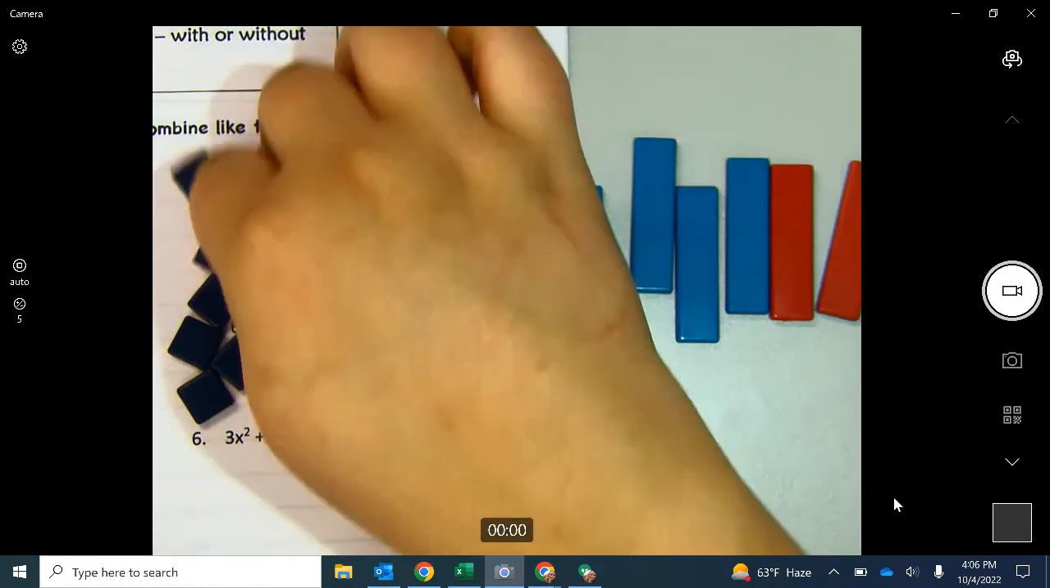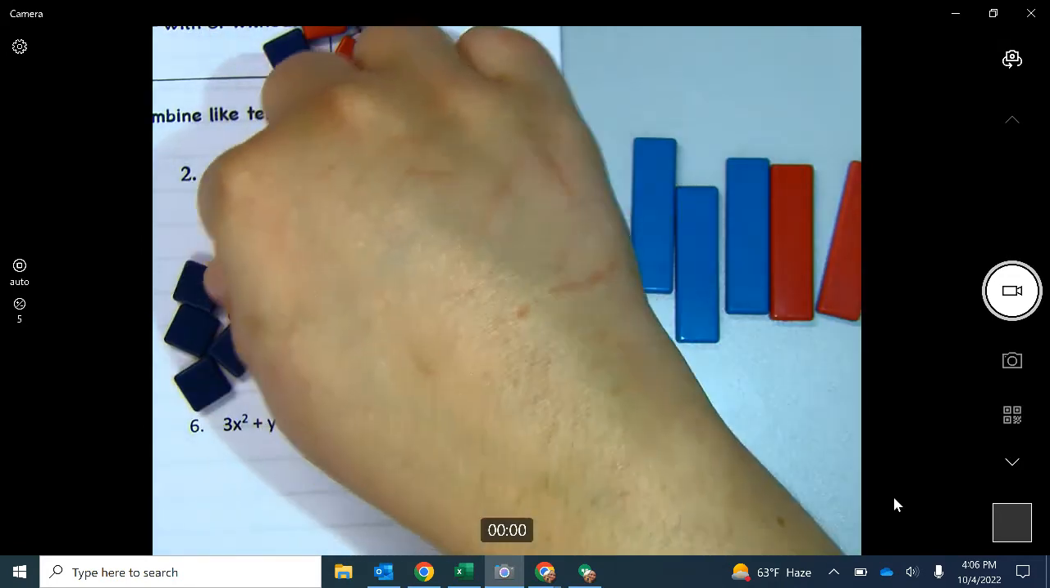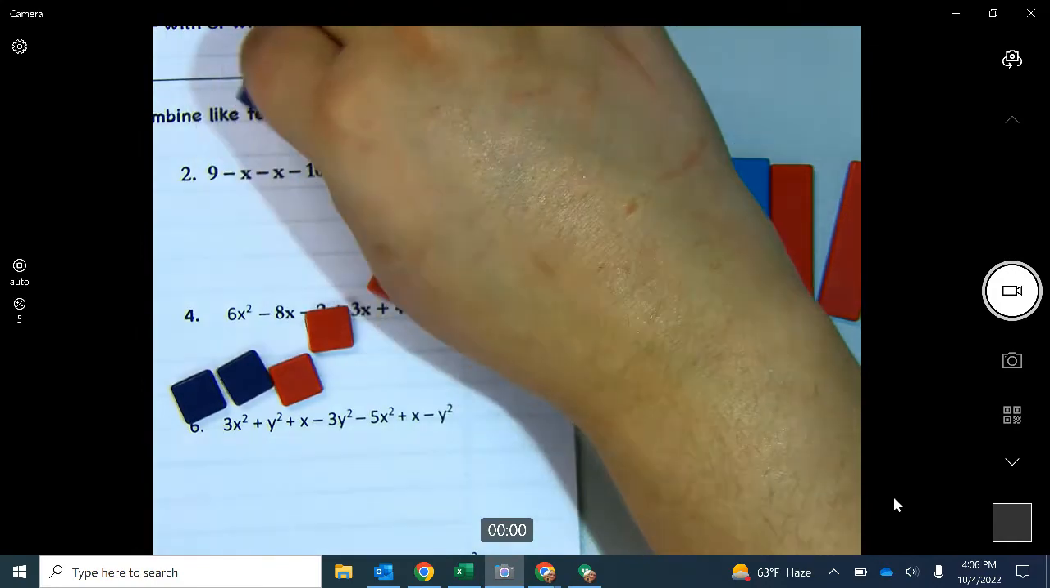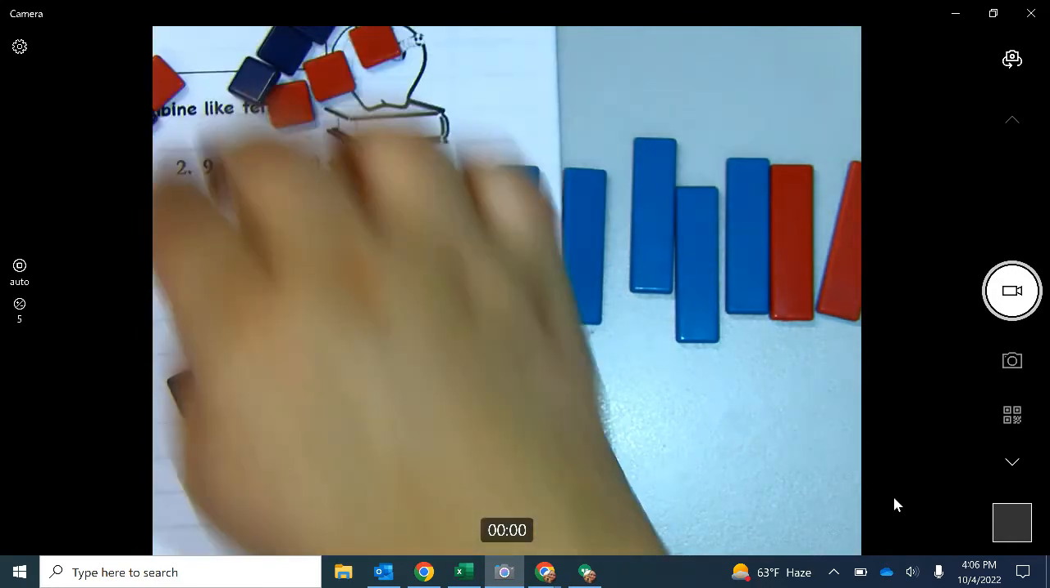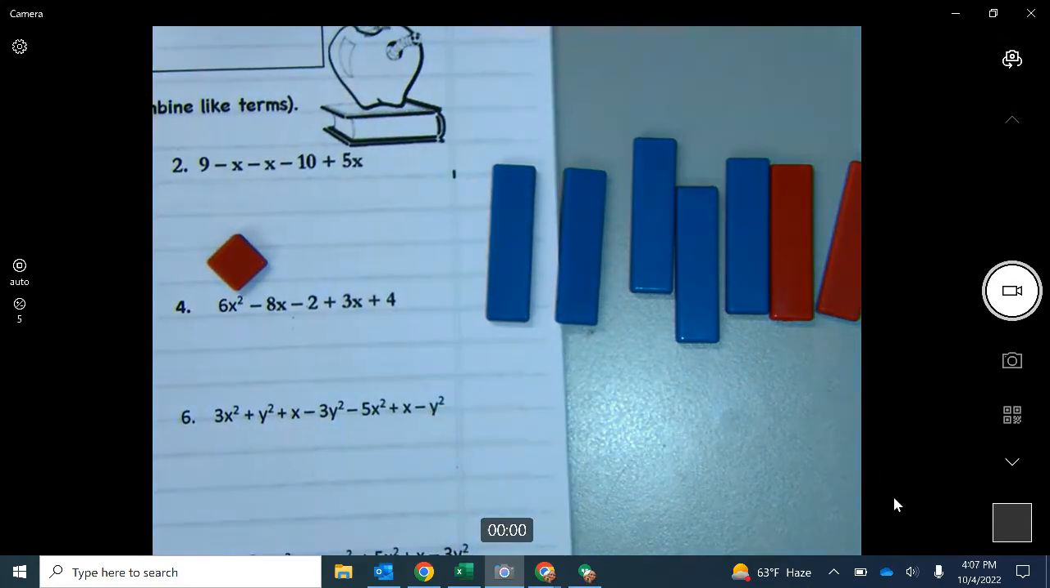So I've got 1, 2, 3, 4, 5, 6, 7, 8, and 9. All right, now I just have a negative 1. There's nothing else that I can combine with that. So I'm done with that.